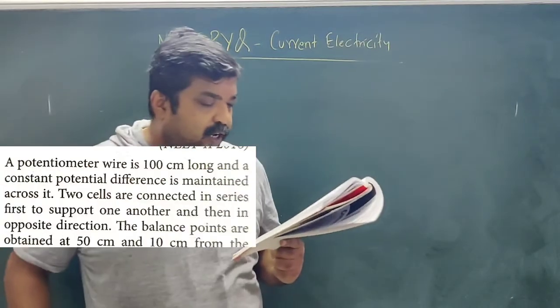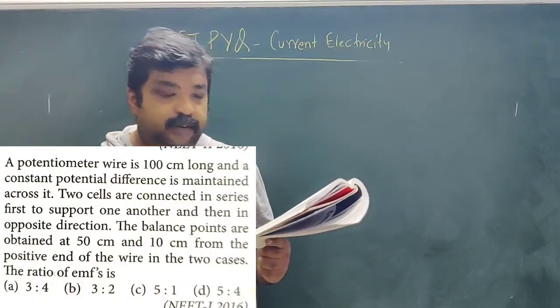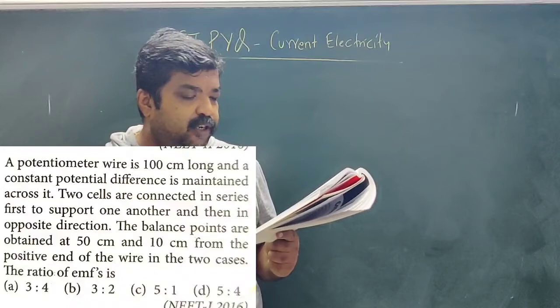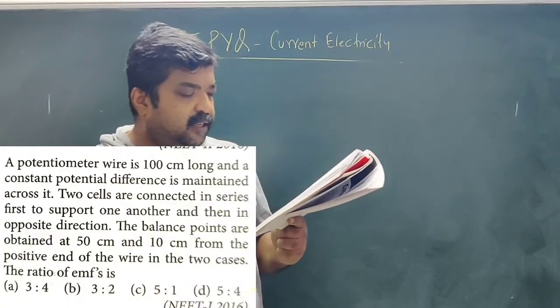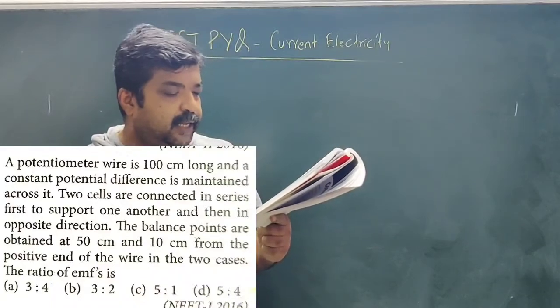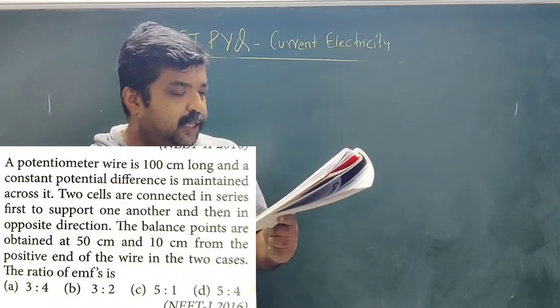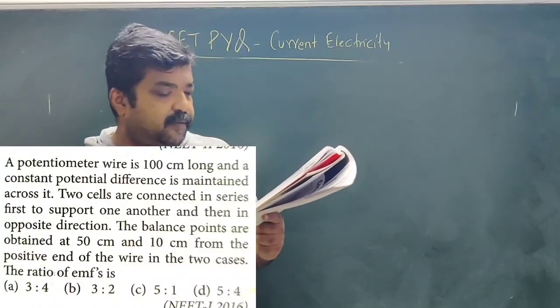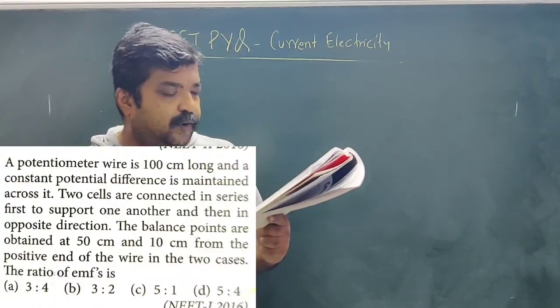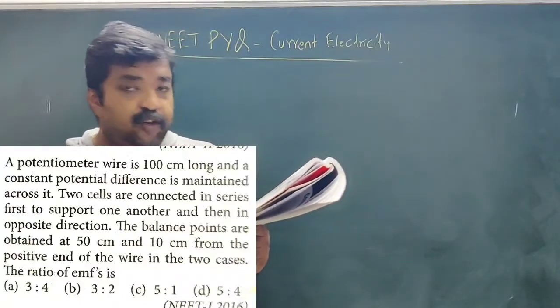Next question: you have a potentiometer wire that is 100 centimeter long and a constant potential difference is maintained across it. Two cells are connected in series, first to support one another and then in opposite direction. The balance points are obtained at 50 centimeter and 10 centimeter from the positive end of the wire in the two cases. Find the ratio of the EMF.